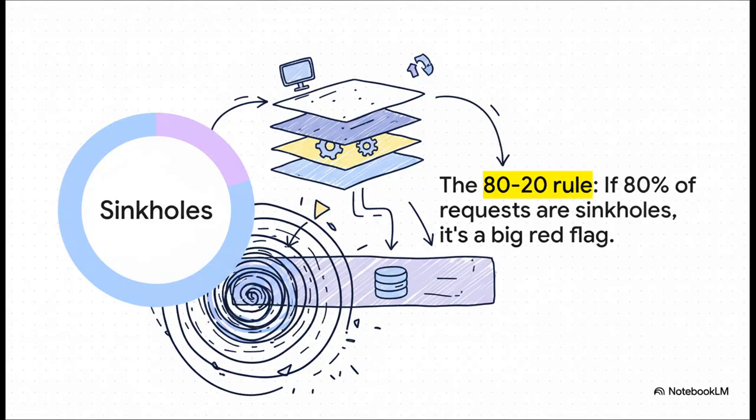So here's a good rule of thumb to keep in mind, kind of the 80-20 rule for sinkholes. If, say, 20% of your requests are just simple pass-throughs, okay, that's probably acceptable. But if you look at your system and find that 80% of your requests are sinkholes, just layers passing traffic without adding any value, that is a massive red flag. It's a sign that your architecture is actually working against you, not for you.